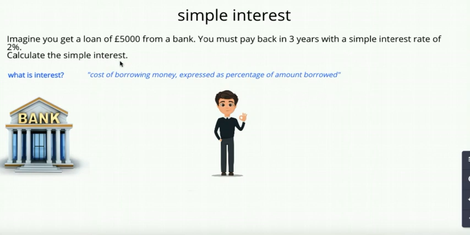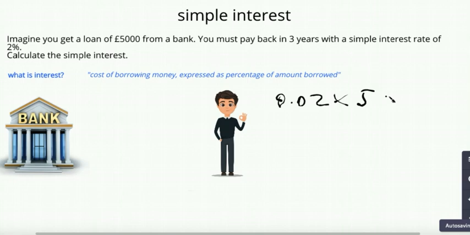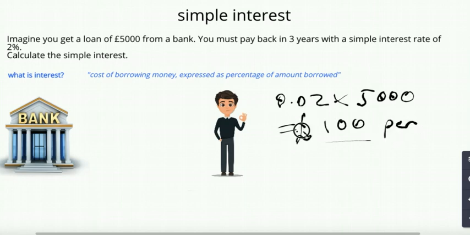Given that you borrowed £5,000 from the bank in this example, and it says that the interest rate is 2%, to calculate the amount that you pay the bank each year, you do 2% times 5,000, which gives 100. That means you have to pay back £100 per year to the bank.